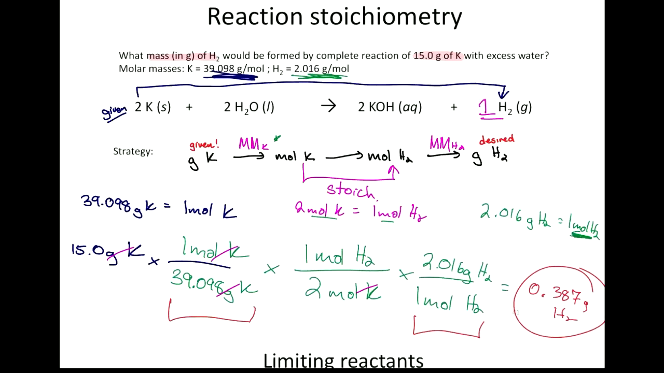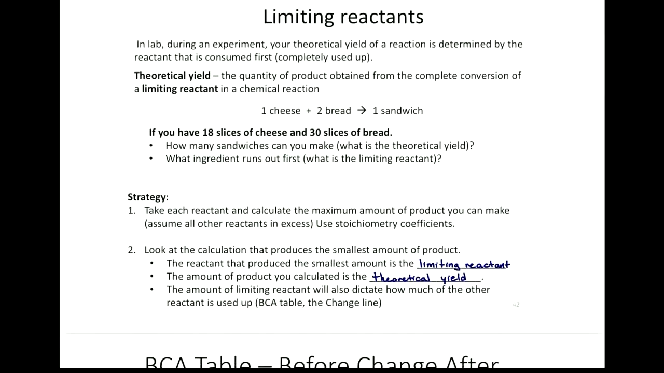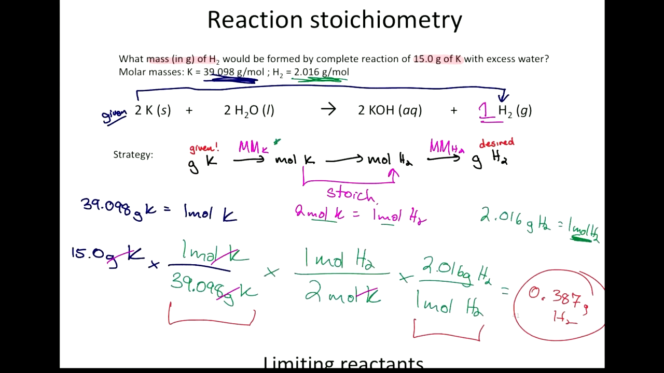All right, so do a lot of practice here. Well, we'll do a lot more practice here when we do BCA tables and limiting reactants. All right, so something interesting about this question we just did, which I kind of glossed over, is that we assumed that all of the potassium reacted to make hydrogen gas. I actually made that assumption because we have potassium, but what else is also reacting here? Water. See how water is part of the reaction too?